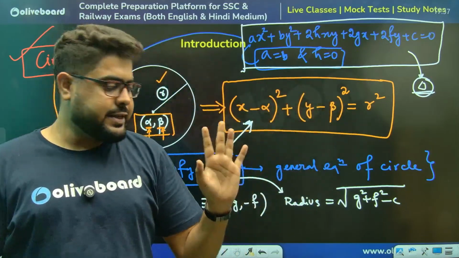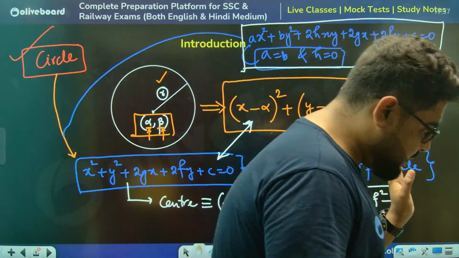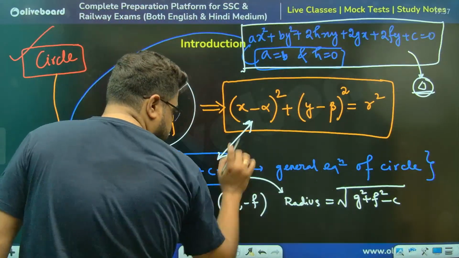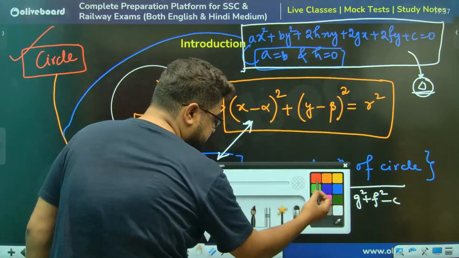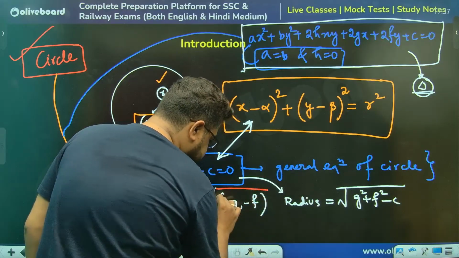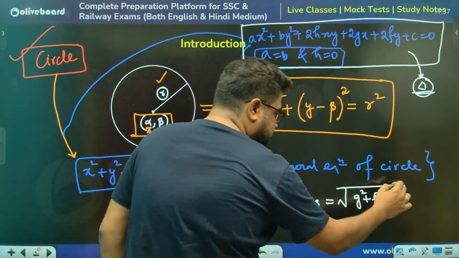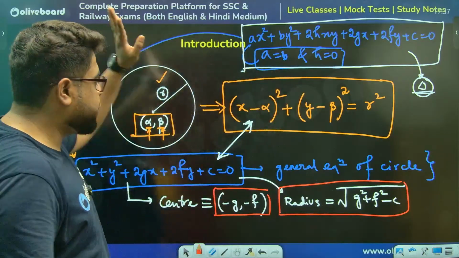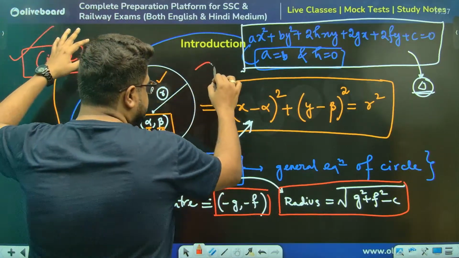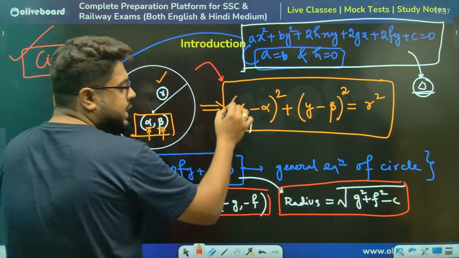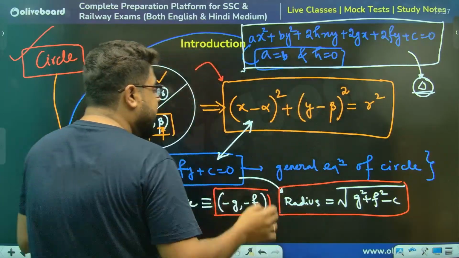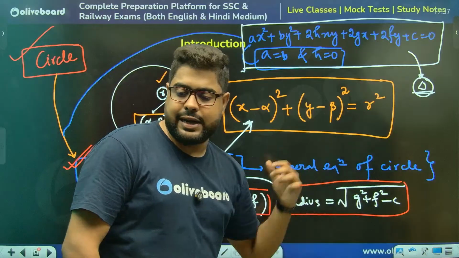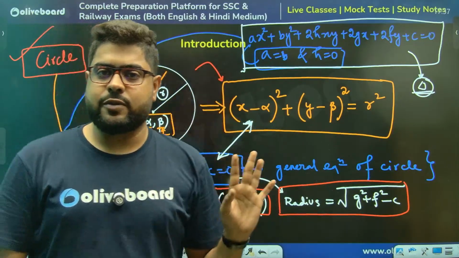Perfect, everyone. This much is clear. So the center is this. What information do you need? You need to know this information and this information. Please understand two very important things I've told you. One, if you know the center and radius, how to find the equation of the circle. And the opposite, if the equation is given, how to find the center and radius.